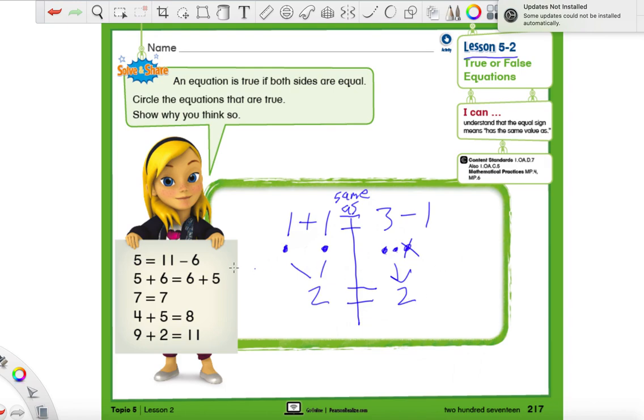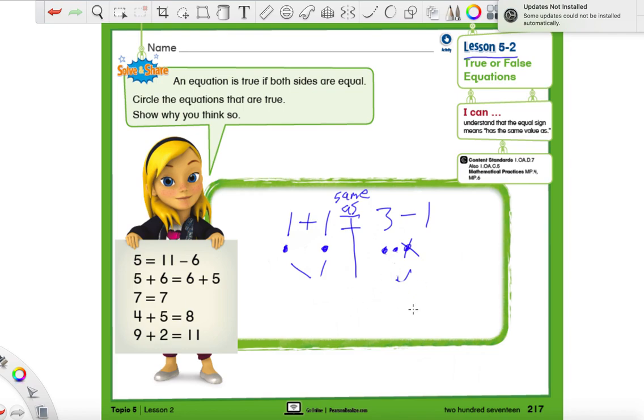Okay? So we're going to go through this list over here that this girl is holding, and we're going to circle all of the number sentences that are true. And we're going to put an X over the ones that are not true. All right? So we'll do the first couple together, and then I'll let you try a couple on your own as well.